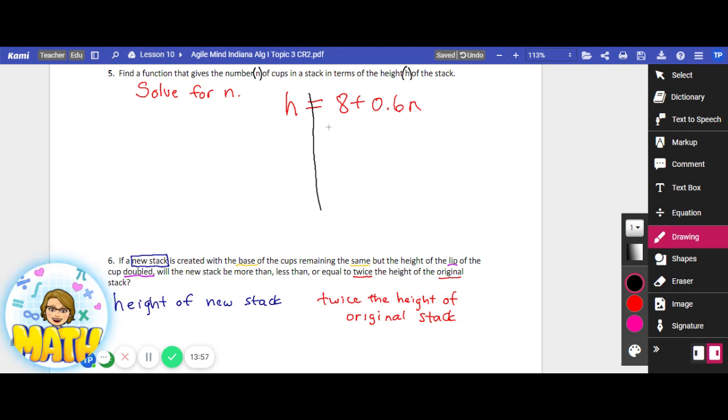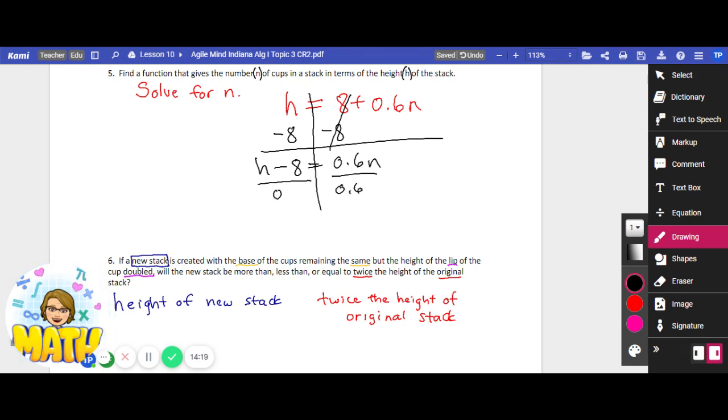So to do that, like we just did in the last problem, the first thing we're going to do is subtract 8. But now since I don't have a value for h, I have to simply write this as h minus 8 equals, and I still have the 6 tenths n left on that side. So now I have to divide by my 6 tenths. So I have to divide h minus 8 by 6 tenths.